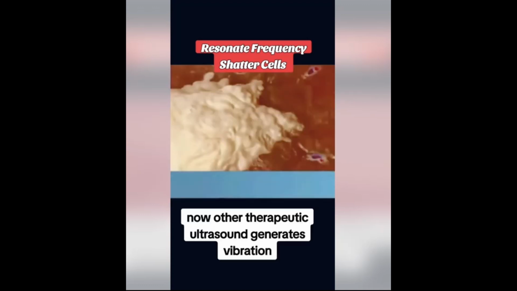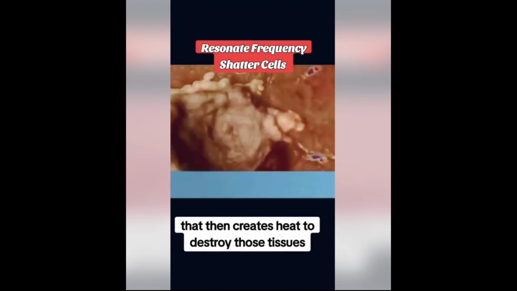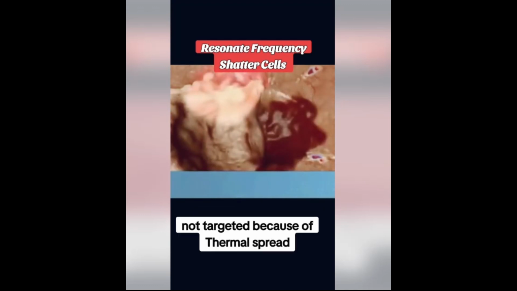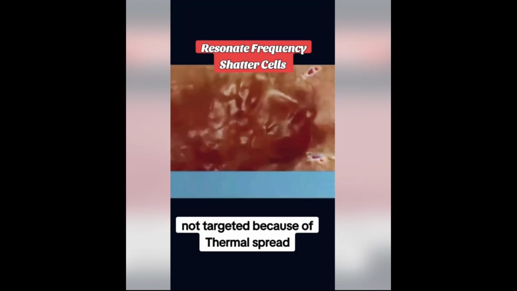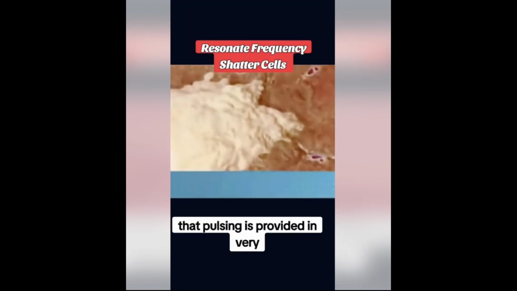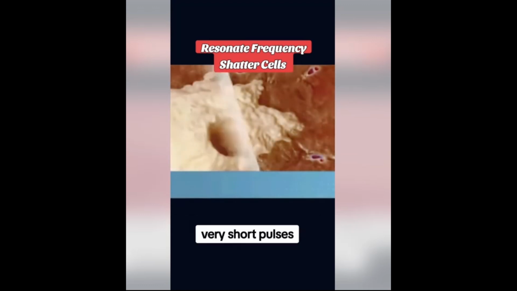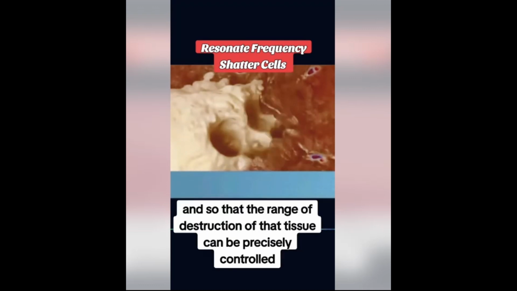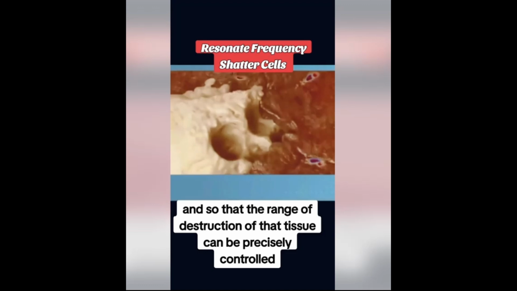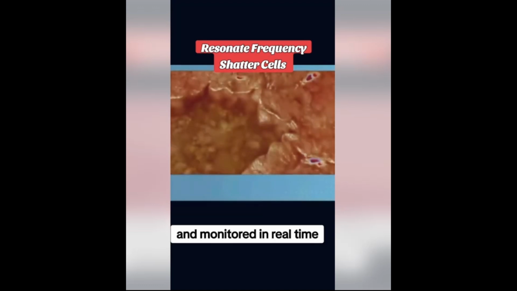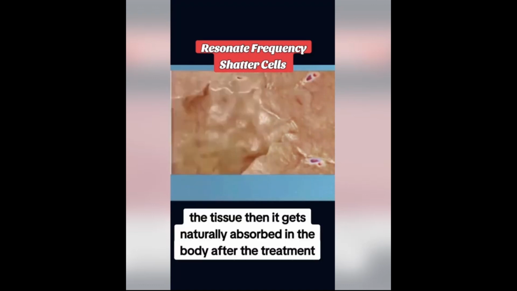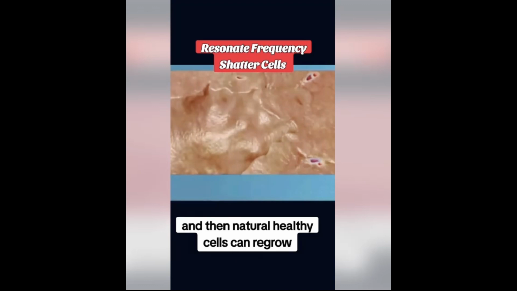Now, other therapeutic ultrasound generates vibration that then creates heat to destroy those tissues, which could then potentially damage other tissues nearby not targeted because of thermal spread. With histotripsy, that pulsing is provided in very, very short pulses that allows then a mechanical force, and so the range of destruction of that tissue can be precisely controlled and monitored in real time. The tissue then gets naturally absorbed in the body after the treatment, and then natural healthy cells can regrow.